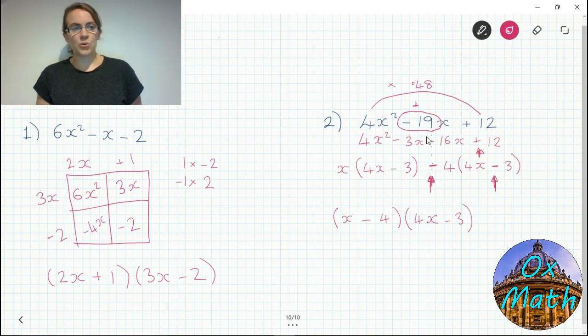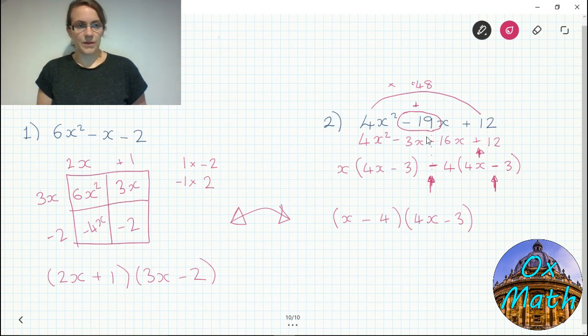Like I said, the more you do it, the easier it does get. And you can choose either one of these two methods that you like. The left-hand method, the grid method, people find more intuitively easier, but it does require a lot of trial and error. The right-hand method requires a bit of trial and error to find the right two numbers, but ultimately not as much trial and error.